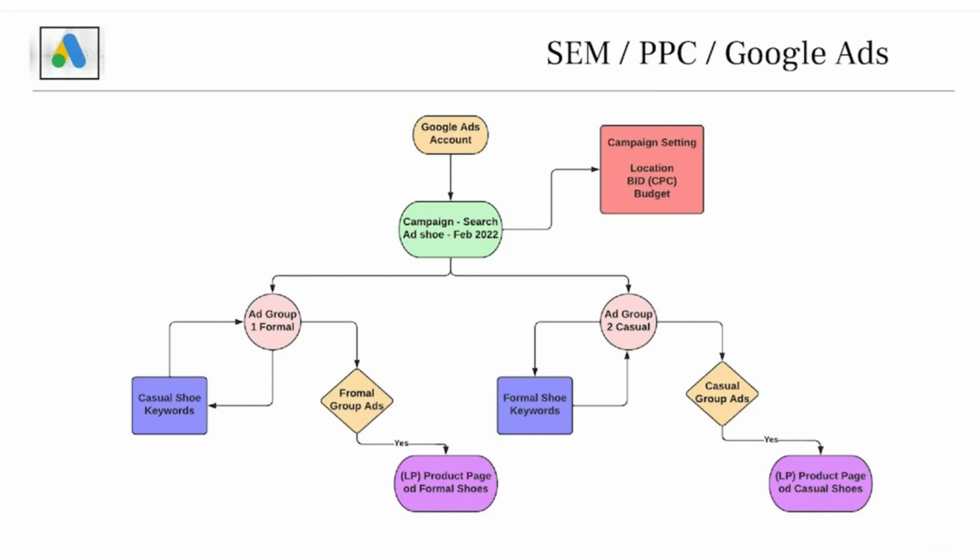And vice versa, if somebody searched for a casual term like casual shoes, sports shoes, jogging shoes, or running shoes, then this ad group would have triggered, and the casual shoes ad with all the headlines related to those casual keywords would have been shown. If somebody clicked, the landing page of casual shoes would have opened.